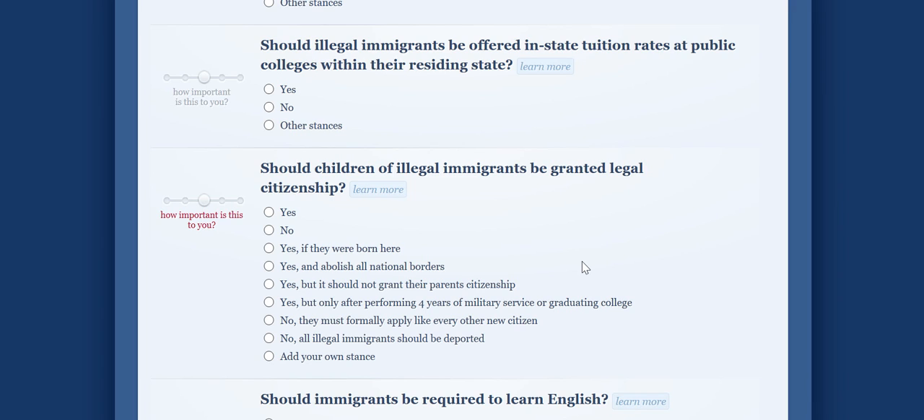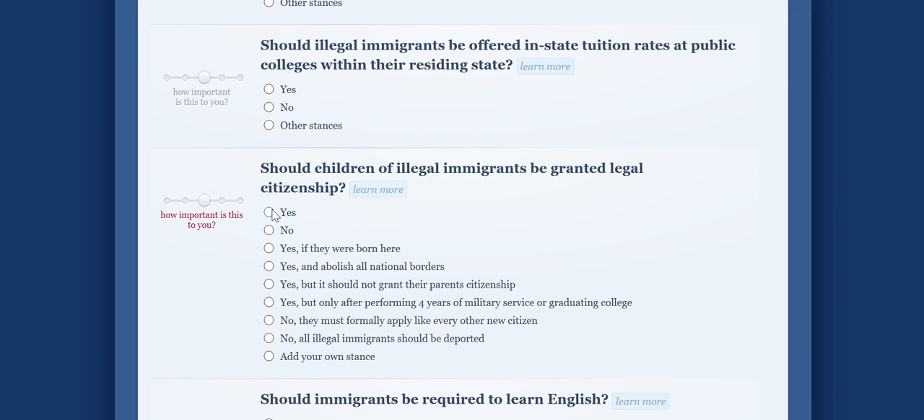Well, that's the question, right? Yeah. Yes if they were born here. Yes, and abolish all national borders. Jesus. Yes, but it should not grant their parents citizenship. Yes, but only after performing 4 years of military service or graduating college. No, they must formally apply like every new citizen. No, all illegal immigrants should be deported.